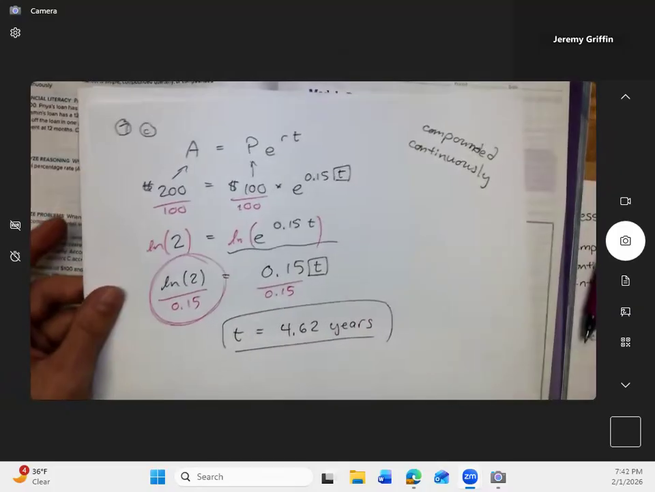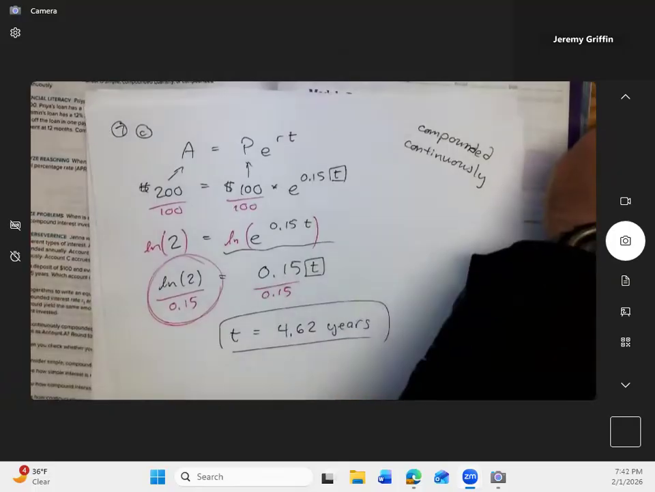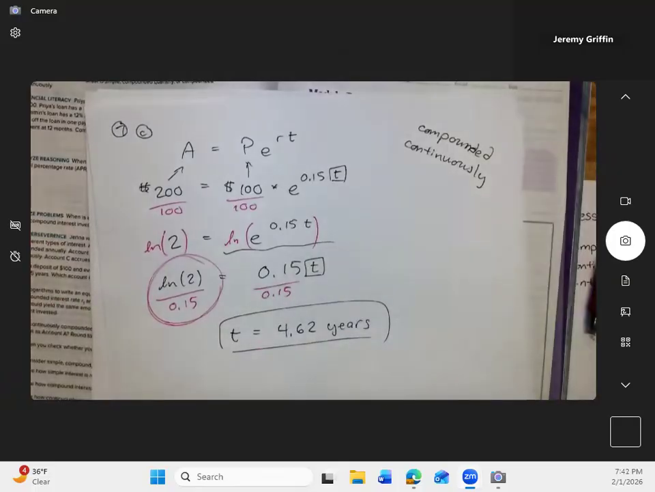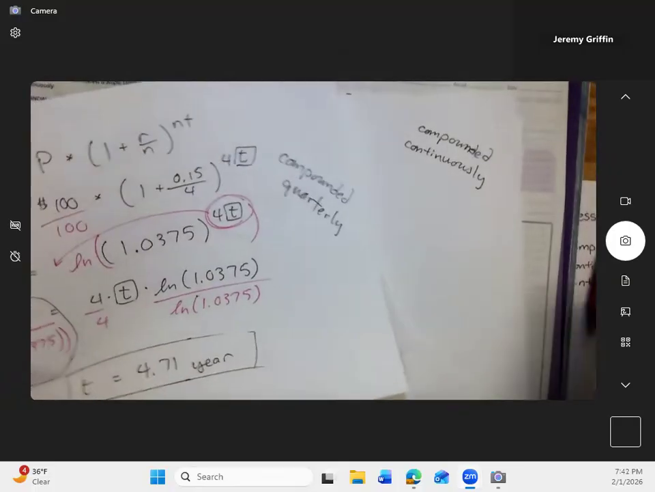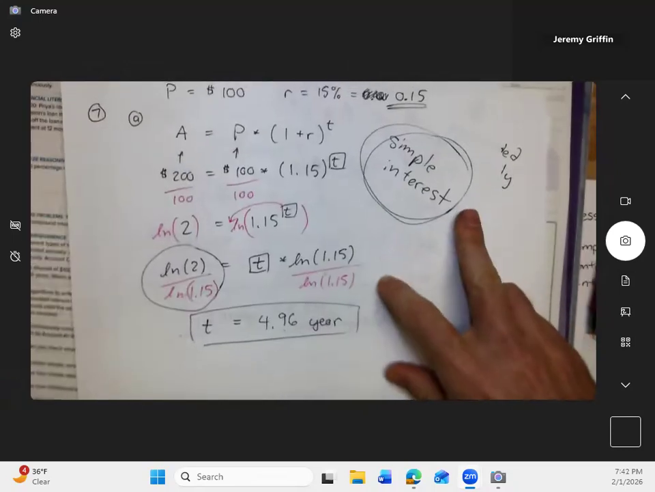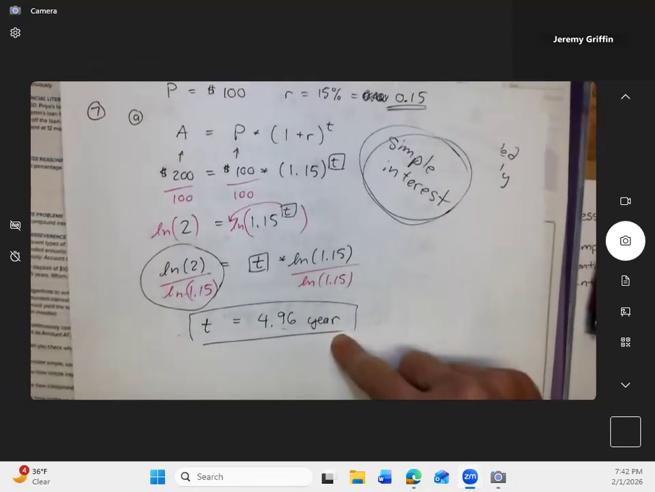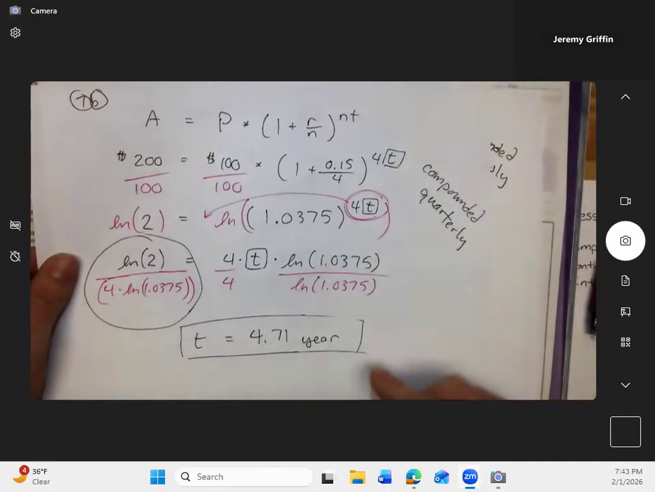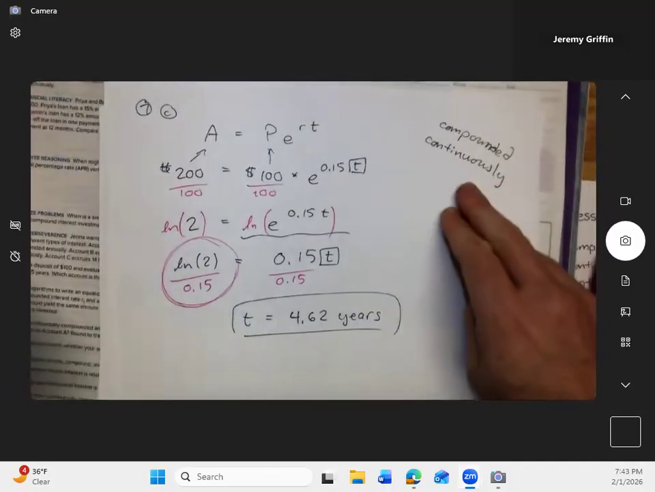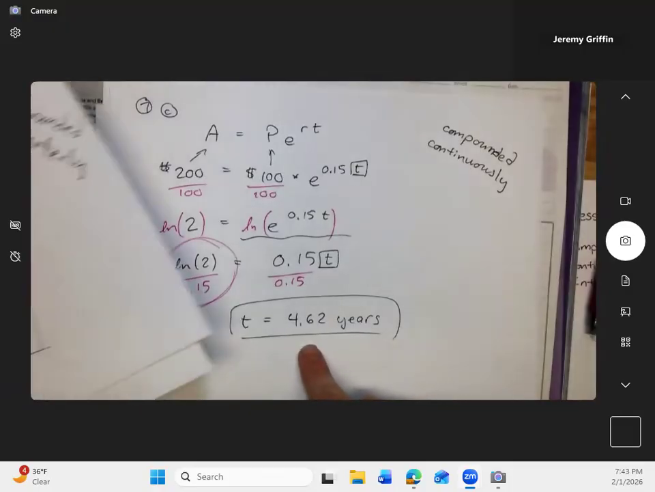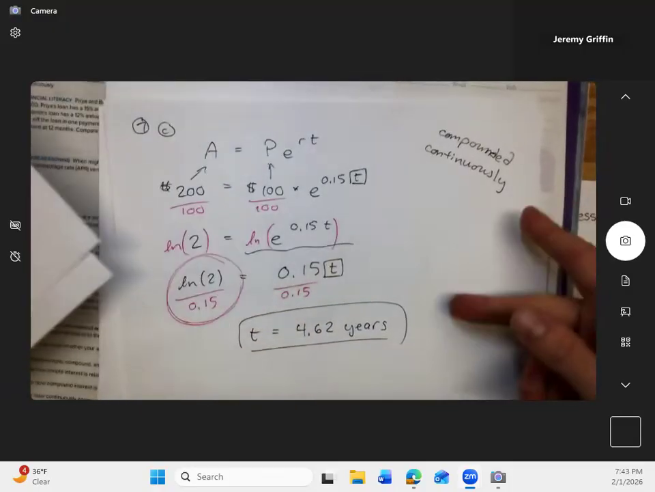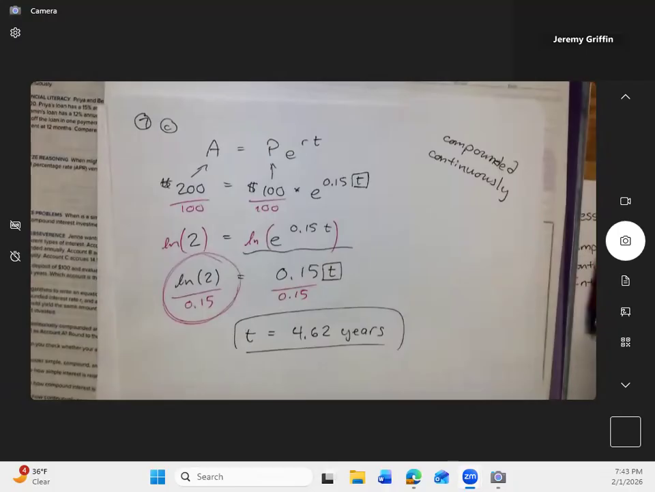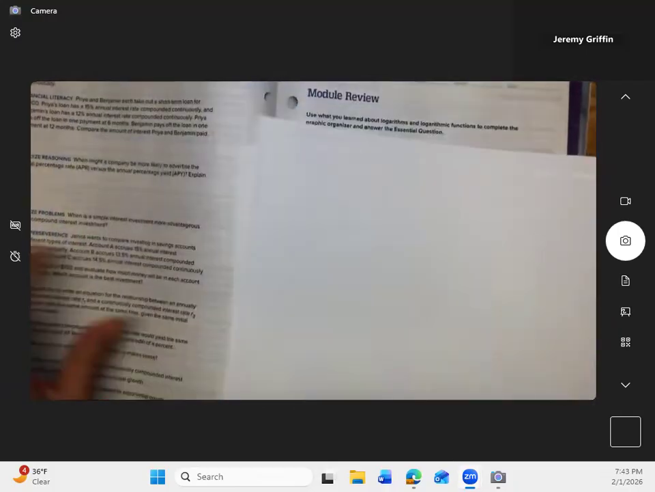Okay. And so let's put them all up here. So here's your simple interest. Simple interest takes 4.96 years. Here's compounded quarterly, takes 4.71 years to double. Right? And compounded continuously only takes 4.62 years to double, which is the fastest of these three methods, which makes sense, right? Should. Right, and let's do one last one.